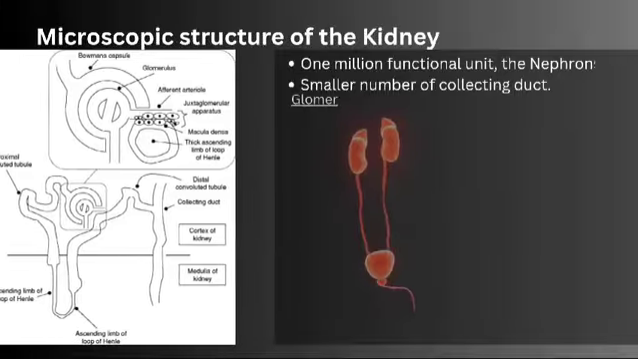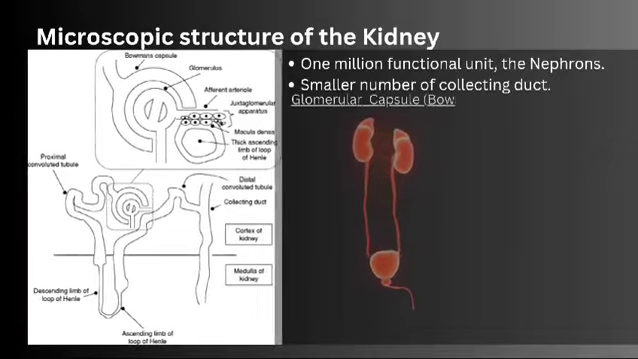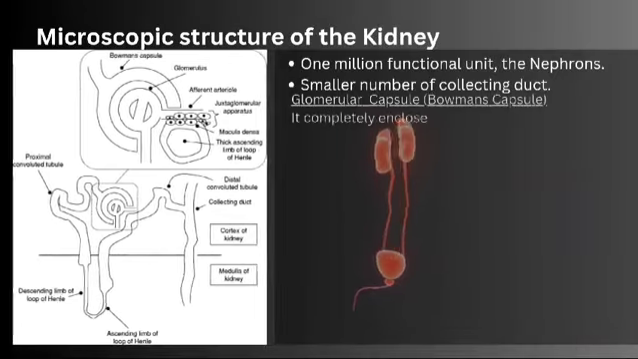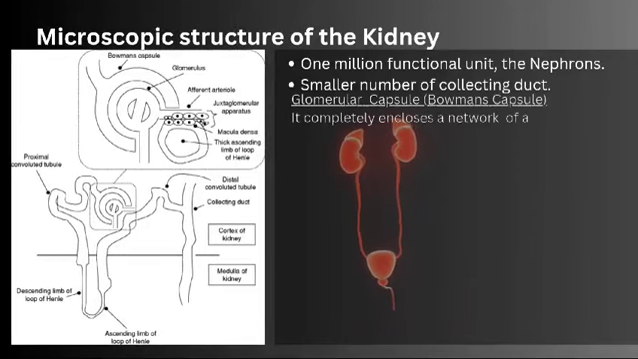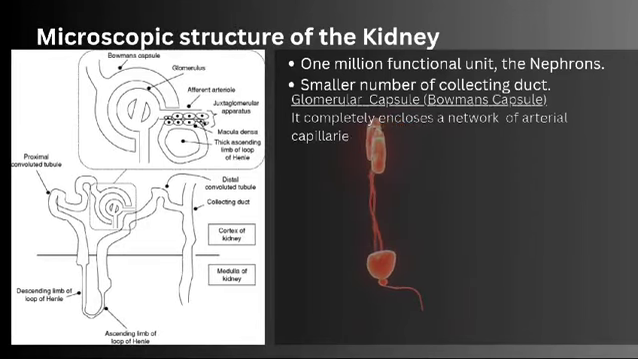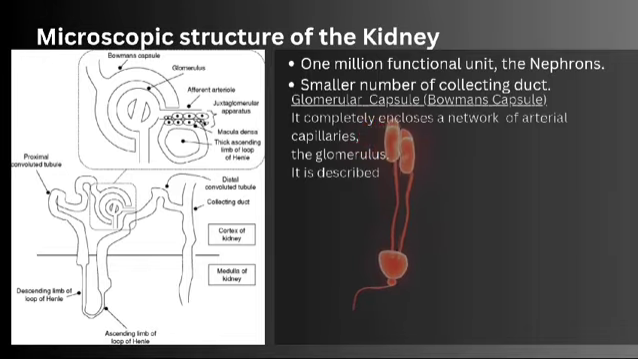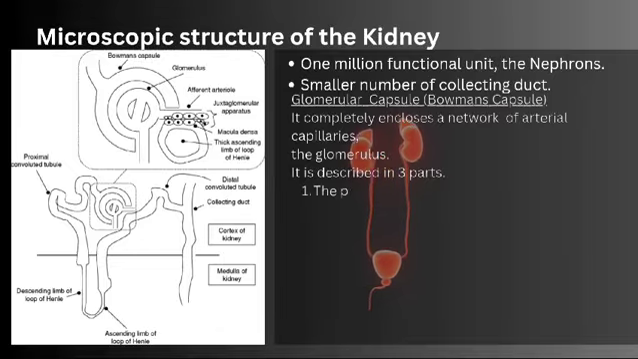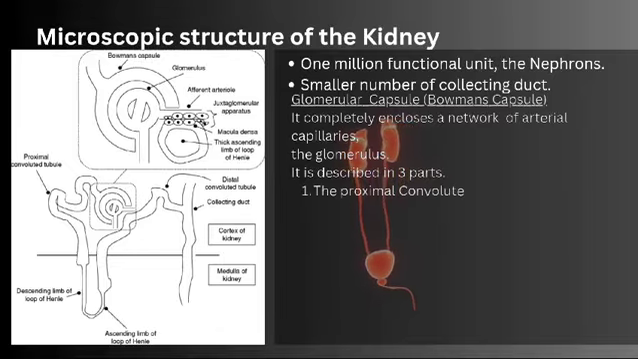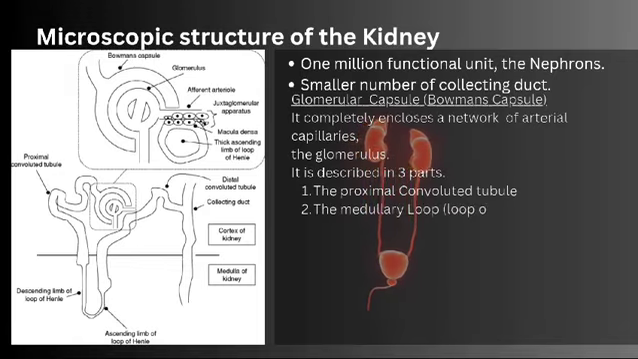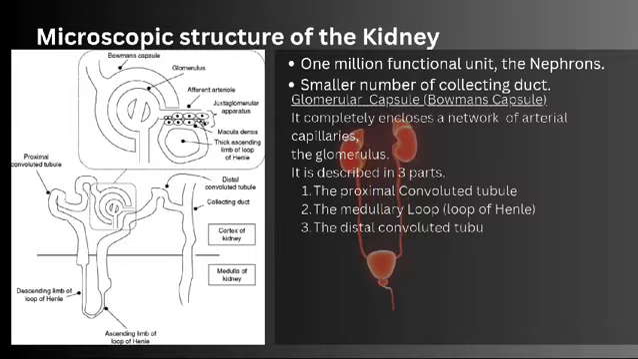Let's see about the microscopic structure of the kidney. It consists of 1 million functional units, the nephrons, and a smaller number of collecting ducts. The nephron consists of a tubule at one end, the other end opening into a collecting tubule. The closed blind end is the cup-shaped glomerular capsule. It completely encloses a network of arterial capillaries, the glomerulus. The collecting ducts unite, forming larger ducts that empty into the minor calyces.